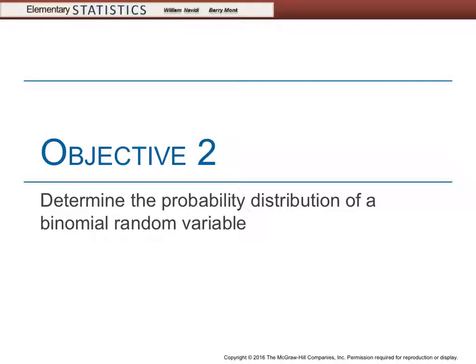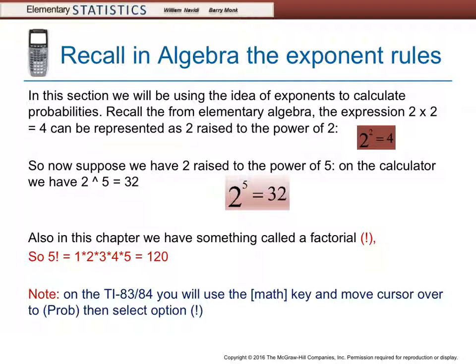Determine the probability distribution of a random variable. You will recall in algebra the exponent rules. In this section we'll be using the idea of exponents to calculate probabilities. Recall from elementary algebra the expression 2 times 2 is equal to 4 can be represented as 2 raised to the power of 2.